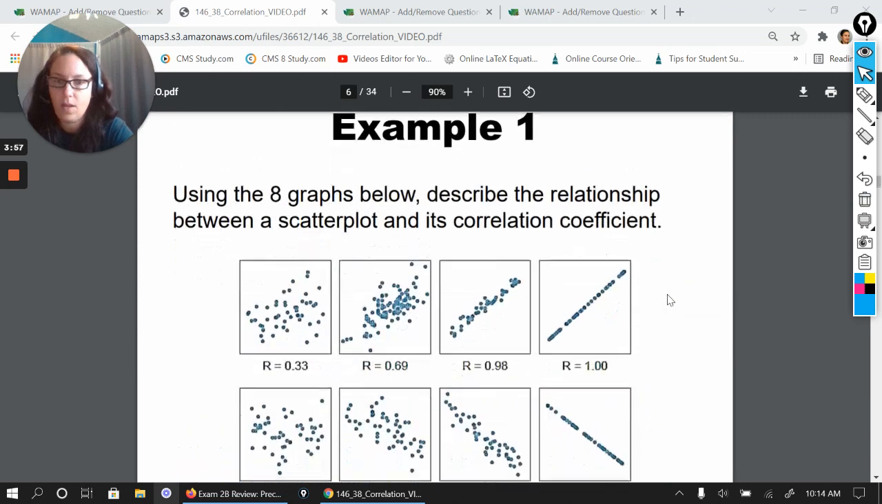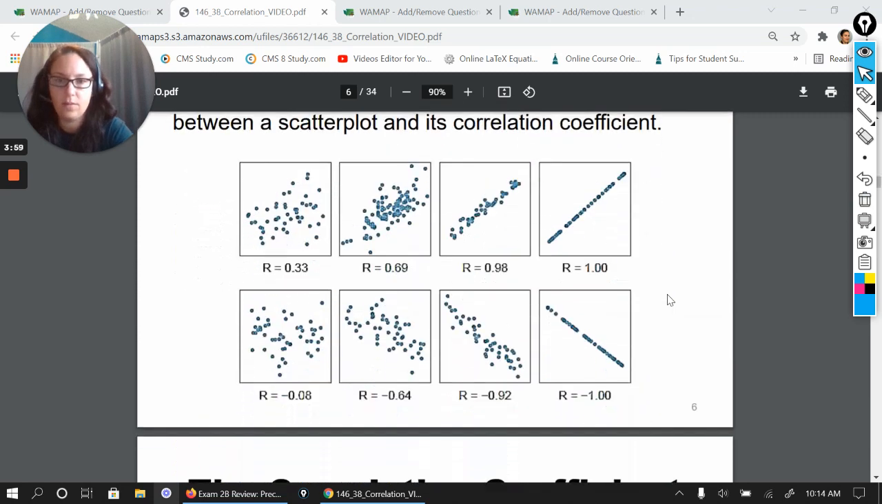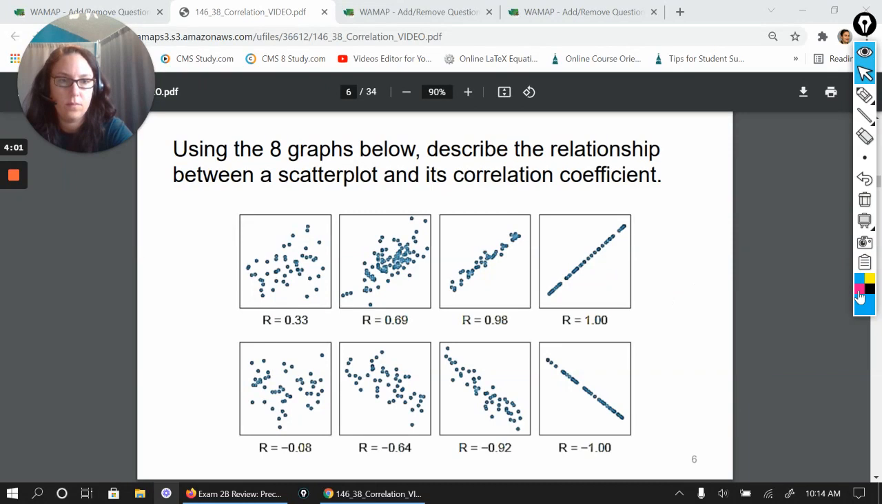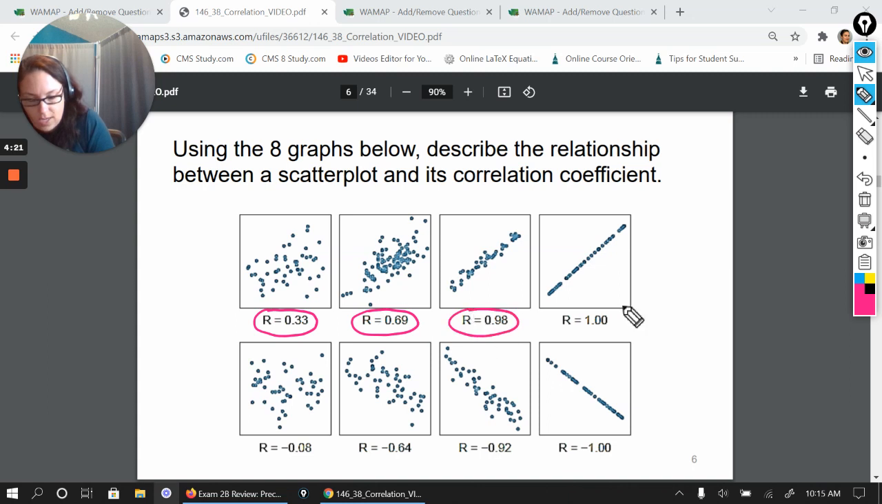Here's example 1. Using the 8 graphs below, describe the relationship between a scatter plot and its correlation coefficient. So this first scatter plot has a correlation coefficient of 0.33. The second one is 0.69. The third one is 0.98. And the fourth one is 1.0.